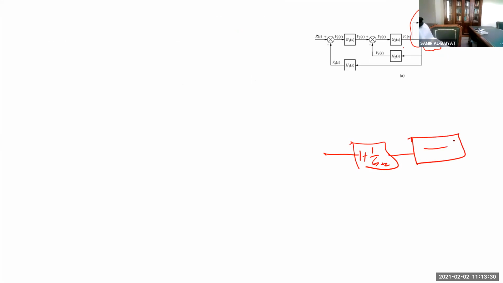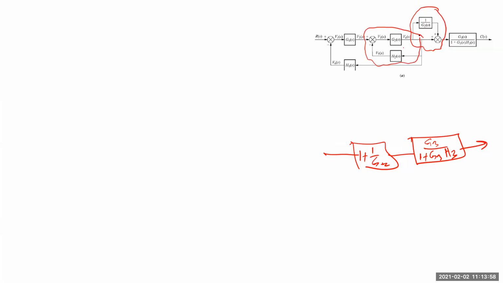Okay, so basically what I have is 1 plus 1 over G2, times G3. What was G3? Yes, G3 over 1 plus G3 H3. Again, in here I could do it differently. In the slide it's done a little bit differently. But suppose, now what will happen to this inner loop? Just like the final loop, it is a feedback loop.